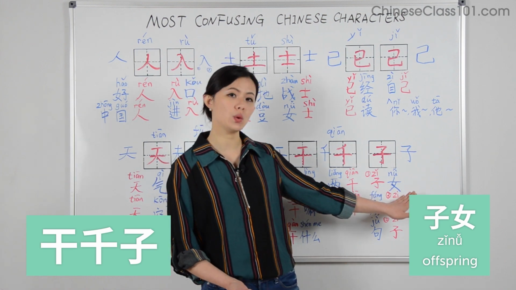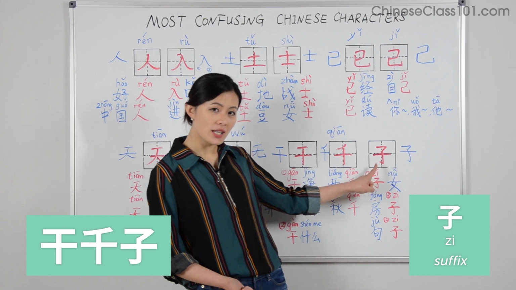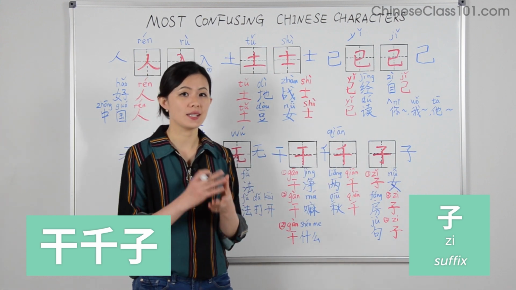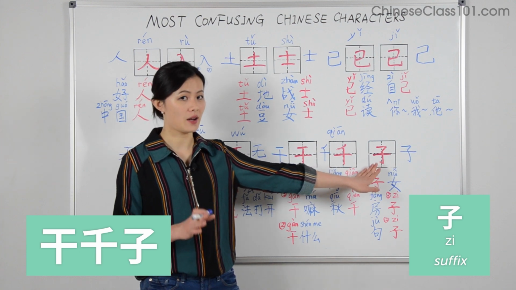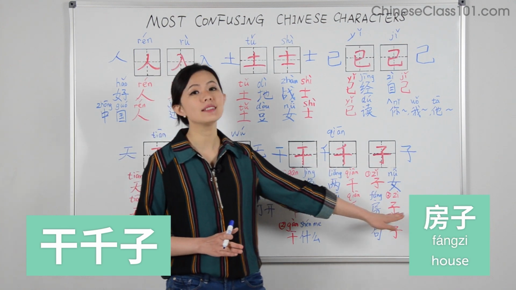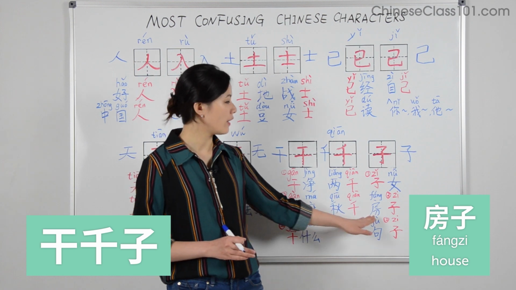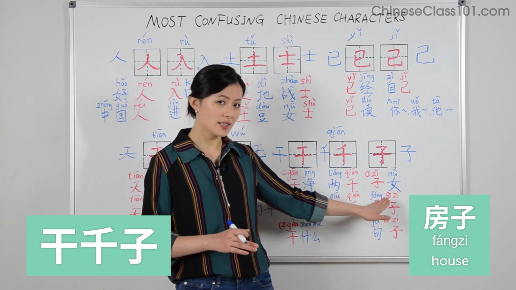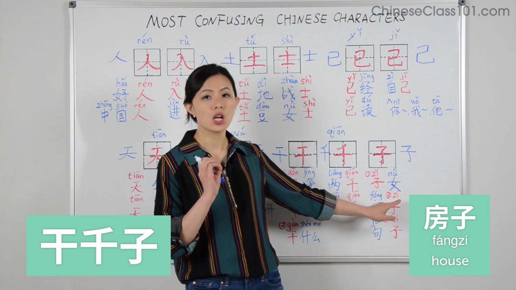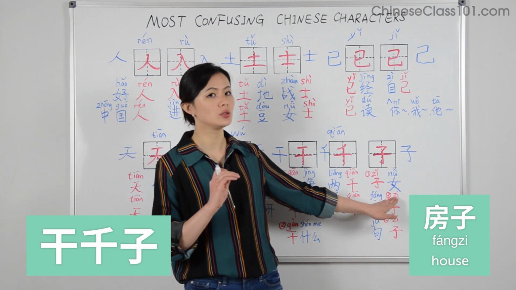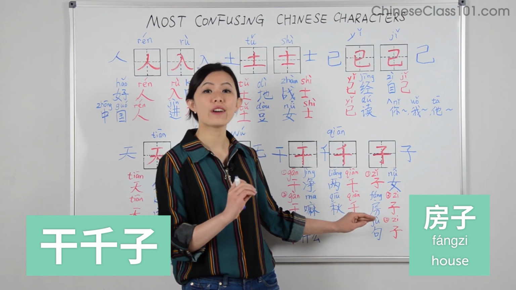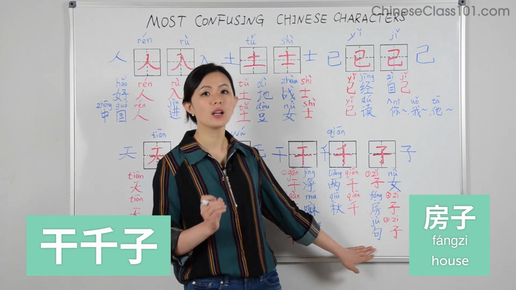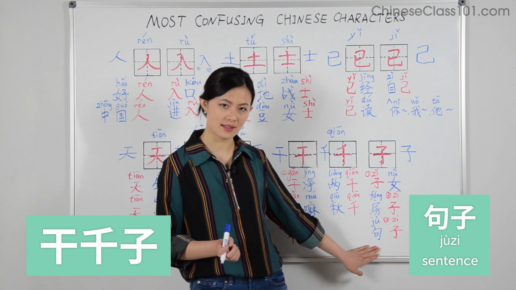So 子女 together, son, daughter, is offspring. 子女. Okay, when this one is used in a noun as a suffix, a lot of nouns end with this character, as in 房子, house. 房子. In this case, 子 is neutral tone, no tone mark, no stress, just brief and light. 房子. Or this noun, 句子, meaning sentence.